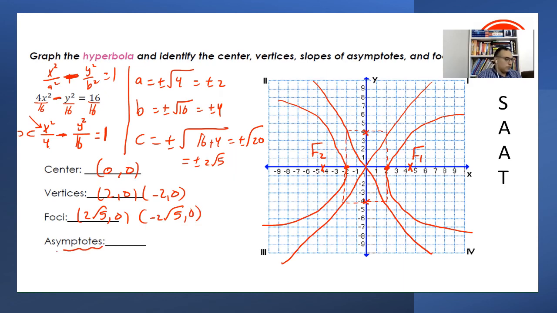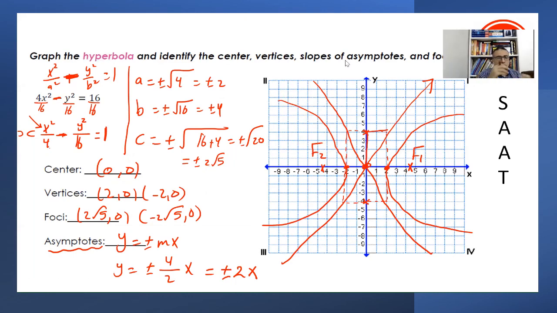Last thing is the asymptote. How can I write the equation of the asymptote? As we can see, this straight line is passing through the origin. So y is equal to positive and negative mx. The slope is rise over run. I rose 4, I ran 2. So it's equal to positive and negative 2x. So here is the equation of the asymptote. This is all you need to know about the hyperbola.